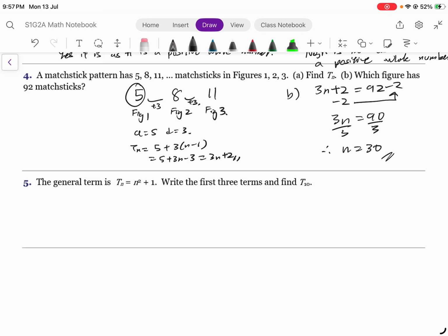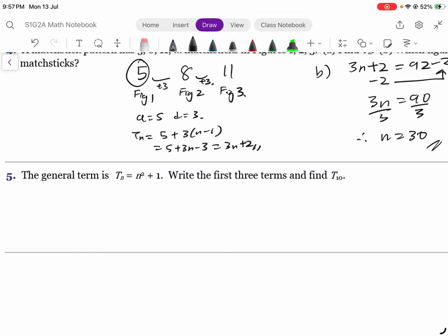Okay, next one. The general term is Tn equals n squared plus 1. Find the first 3 terms, then find T10. Should be quite easy. So first 3 terms is what? 1 squared plus 1, 2. 2 squared plus 1, 5. 3 squared plus 1, 10. So T10 equals to 10 squared plus 1, 101.